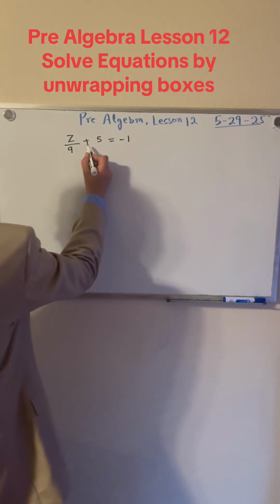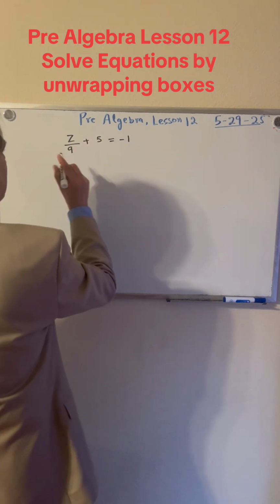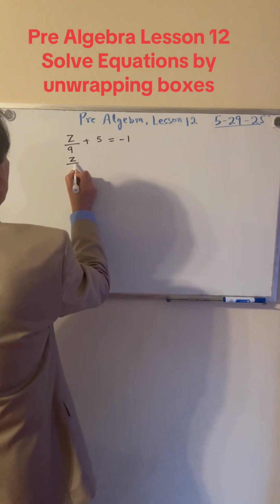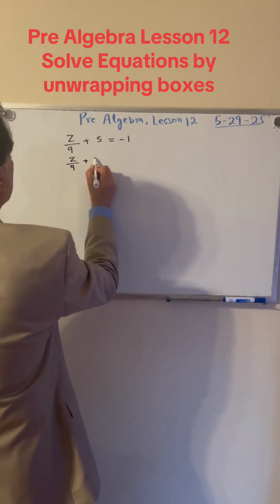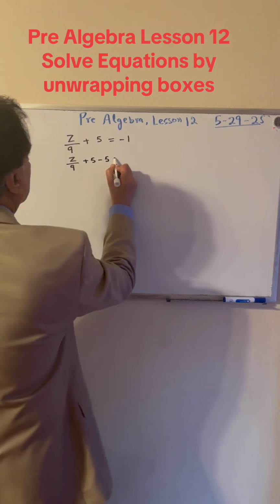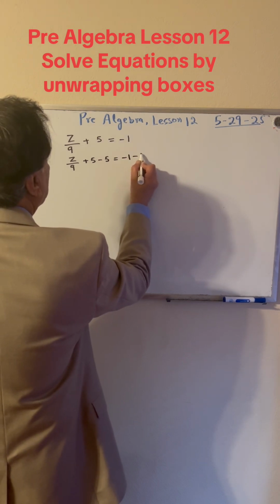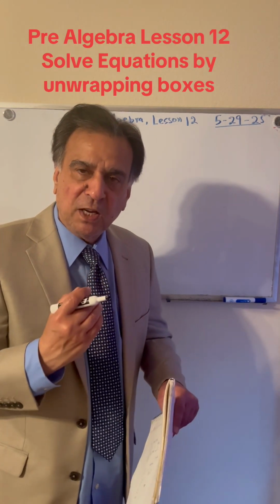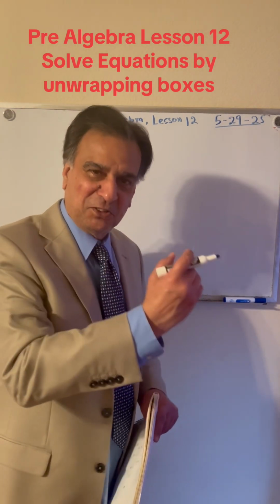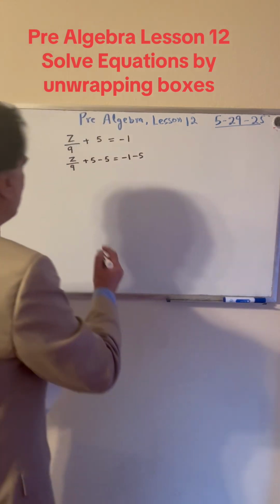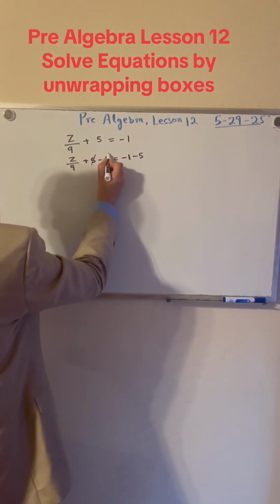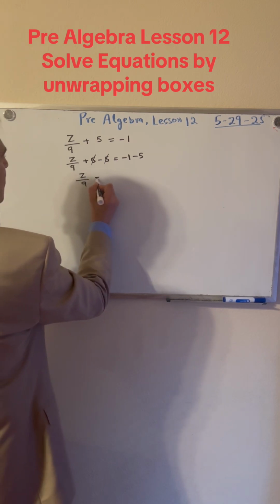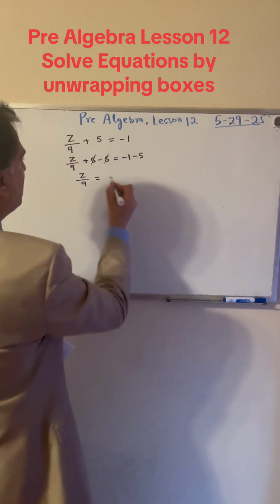Since I have plus 5, let's get rid of that. I'm going to subtract 5 from both sides. So plus 5 minus 5 is equal to minus 1 minus 5. In an equation, if you do something on the left hand side, you must do that on the right hand side also. Remember that. So when I do that, this 5 cancels, and then z over 9 is equal to minus 1 minus 5, which is minus 6.